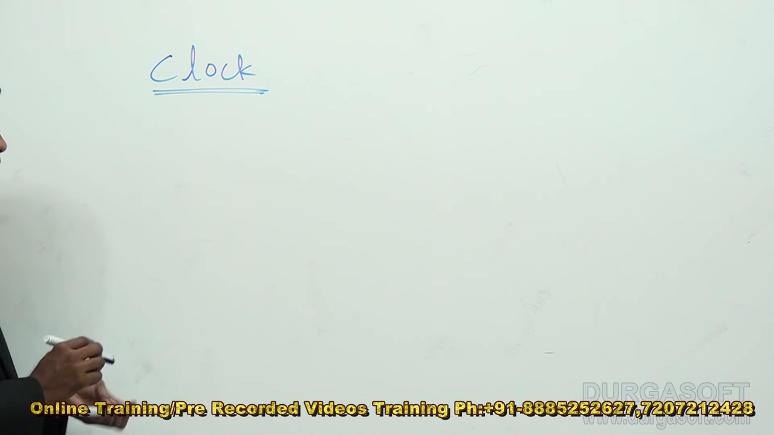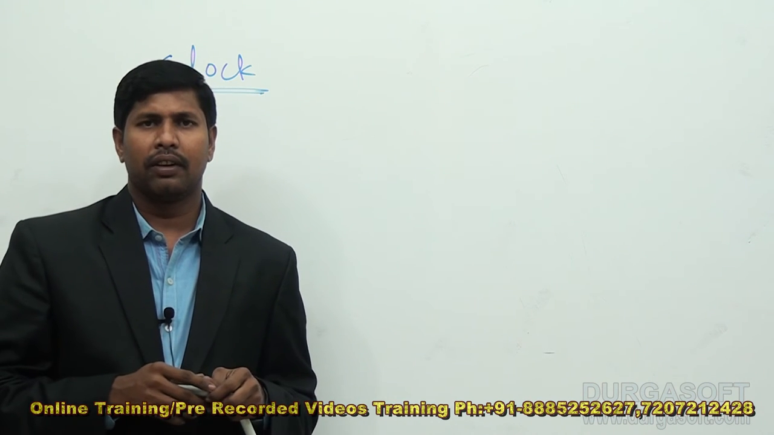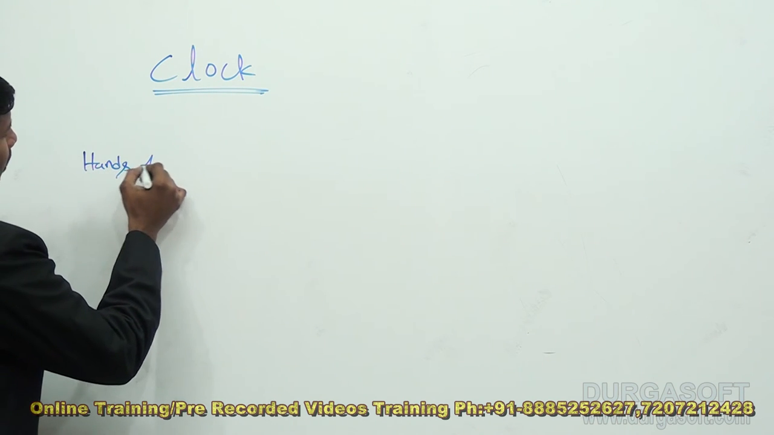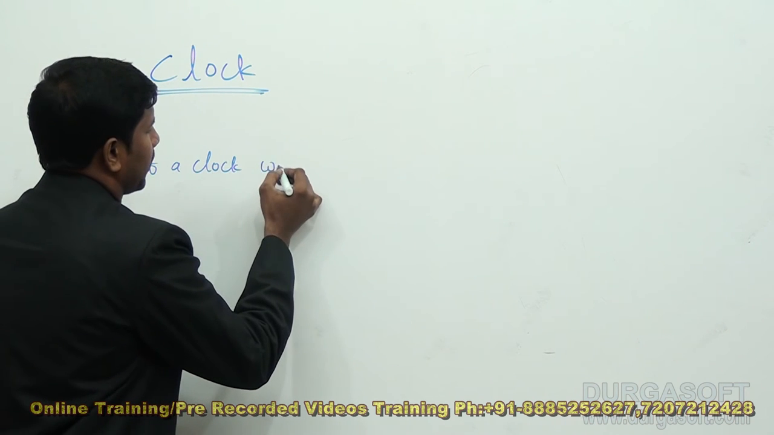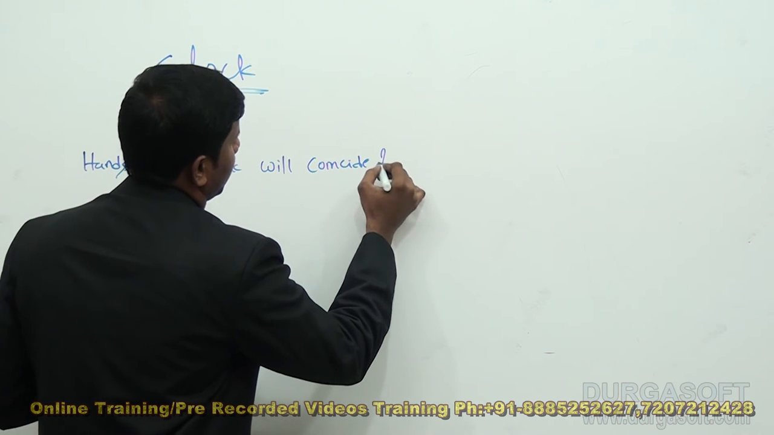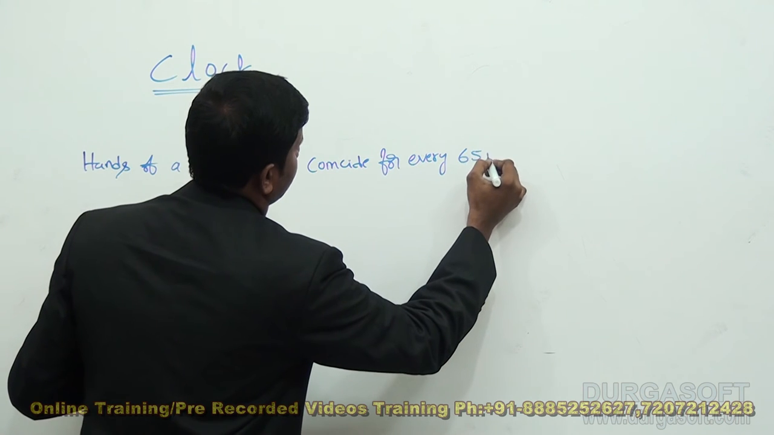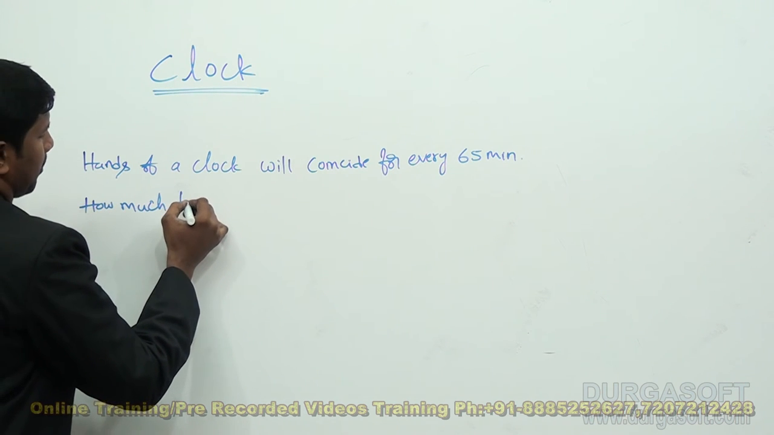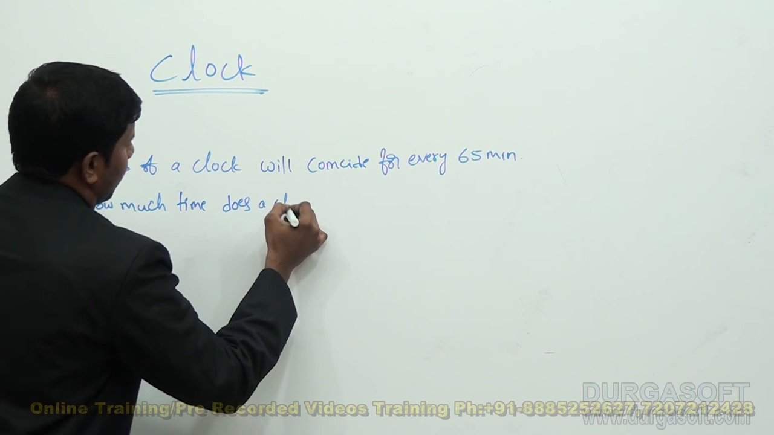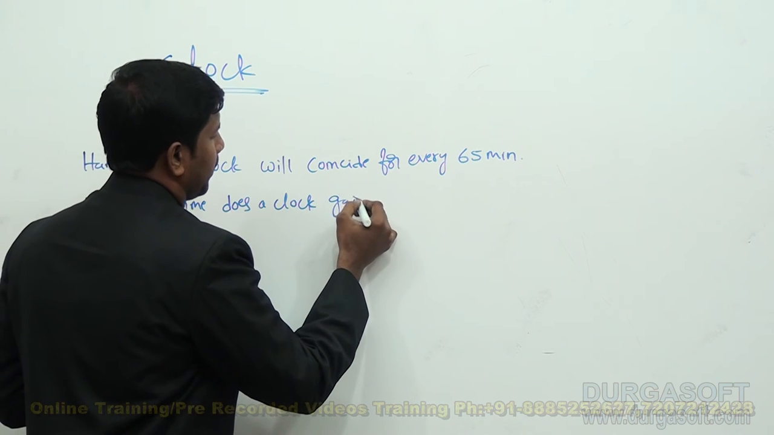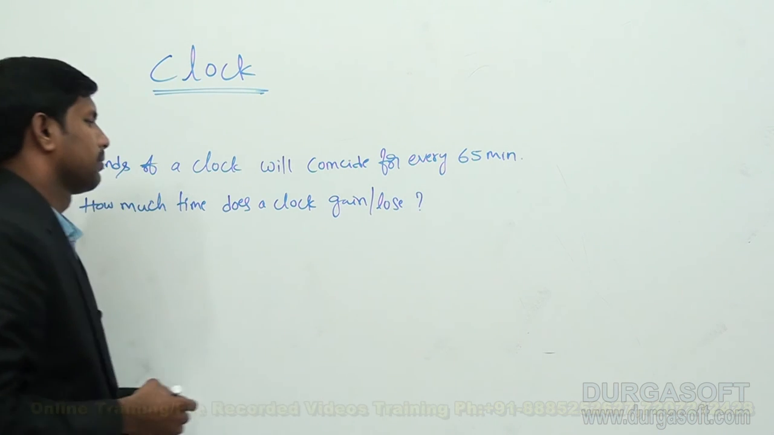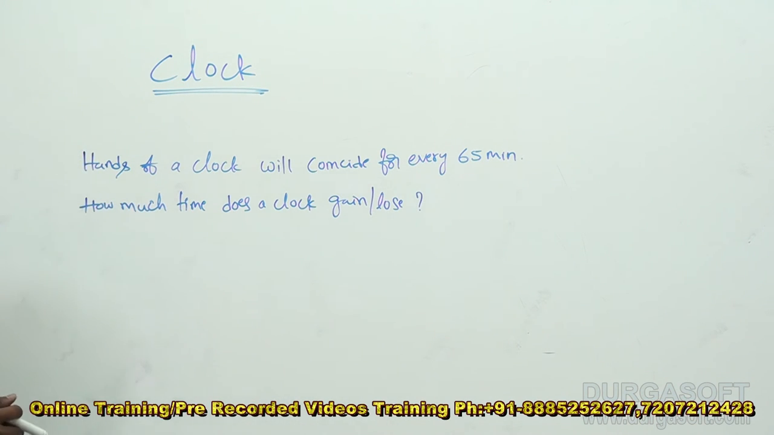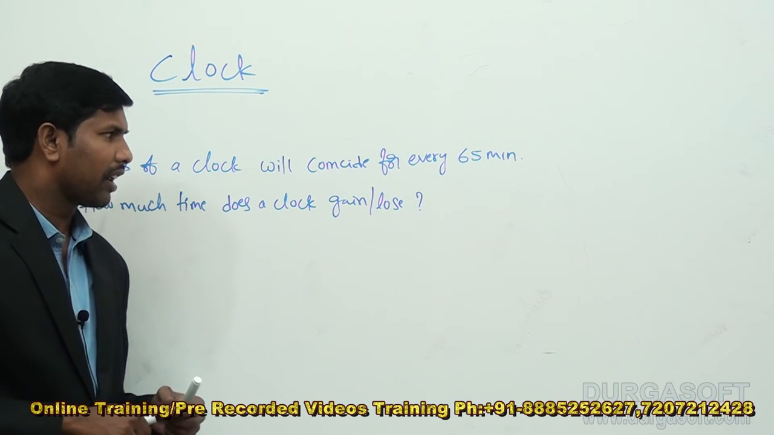Next, the hands of a clock will coincide for every 65 minutes. Suppose the question is, the hands of a clock will coincide for every 65 minutes, then how much time does a clock gain or lose? So what is the time that the clock is gaining or losing? In that case, the hands of a clock will be meeting for every 65 minutes.